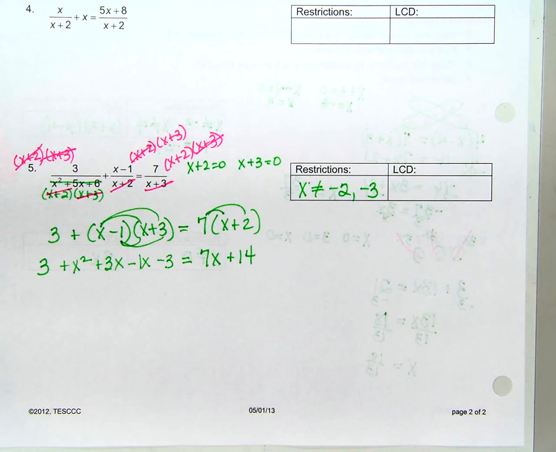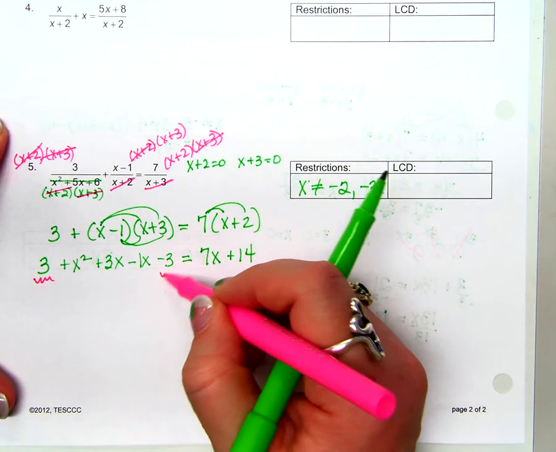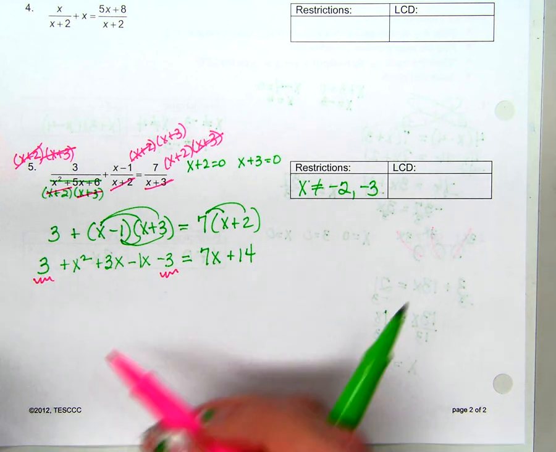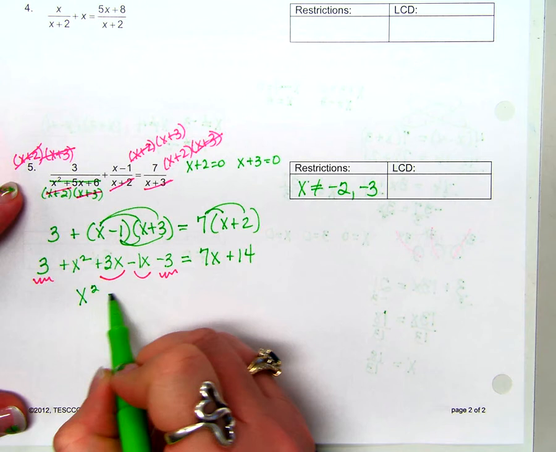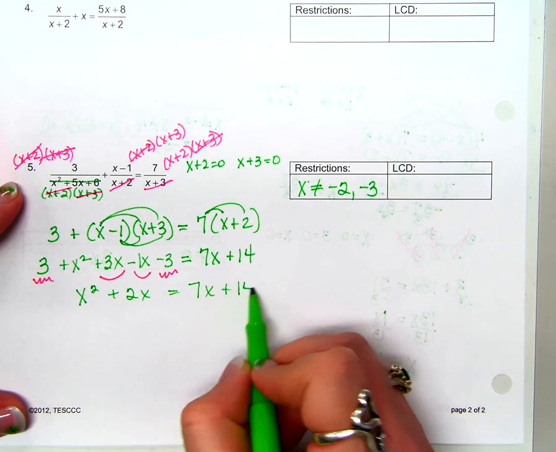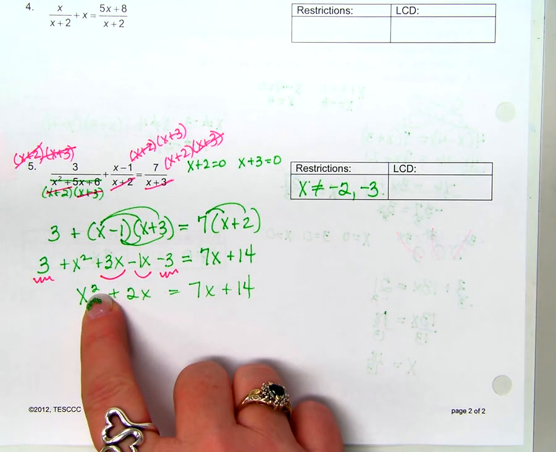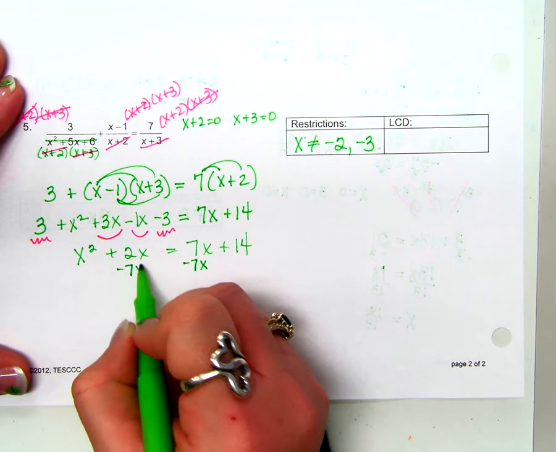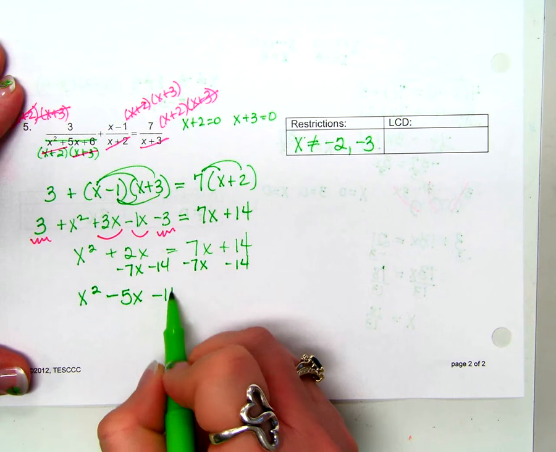What can I do? Combine your like terms, right? So on this left-hand side, I do have 3 minus 3. Oh, that's so nice. Oh, good, 0. Somebody knows what that means. Excellent. And then I have 3x minus x. So I have x squared plus 2x equals 7x plus 14. What kind of problem has this now become? A quadratic. When we solve quadratics, what do they need to equal? 0. If I subtract 7x from both sides, and I subtract 14 from both sides, I end up with x squared minus 5x minus 14 equals 0.